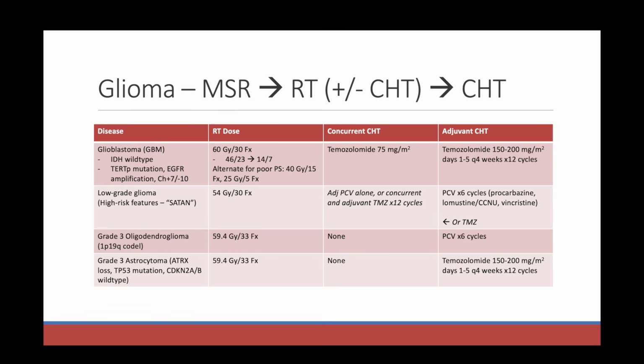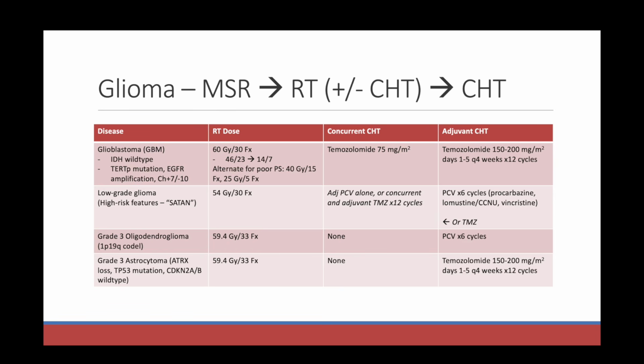Oligodendrogliomas are 1p19q co-deleted. And remember, they have that kind of fried egg appearance on histology. And then astrocytomas are, again, IDH mutant, just like oligodendrogliomas, but they do not have that 1p19q co-deletion. Some common mutations we see with them are ATRX loss, TP53 mutation, and CDKN2A or B wild type.